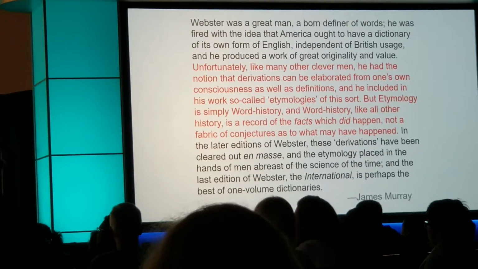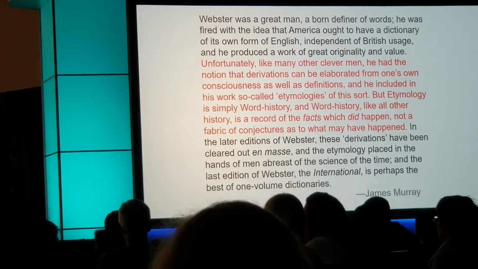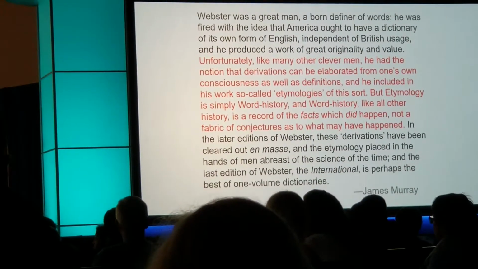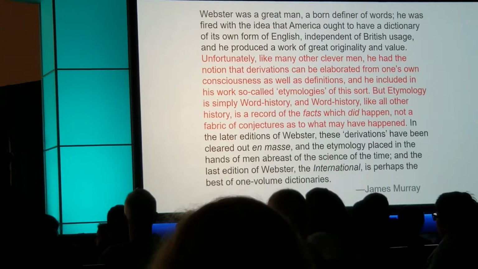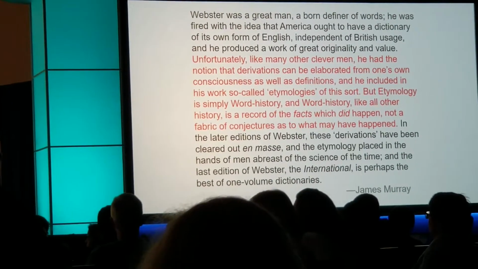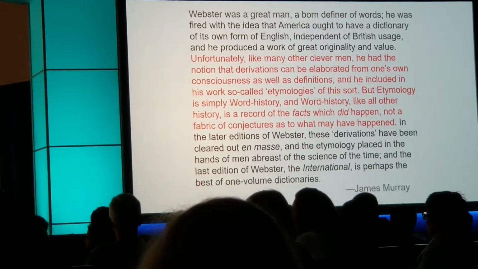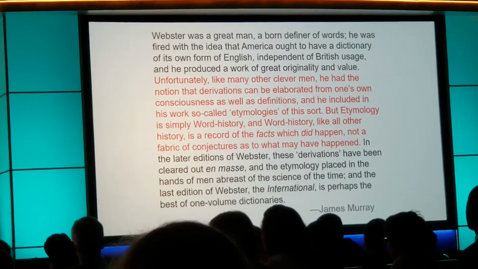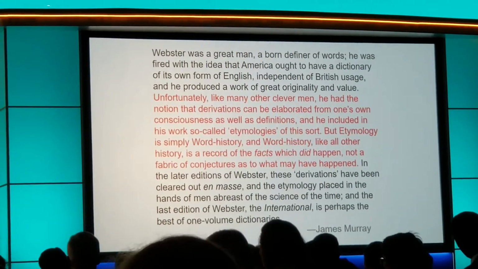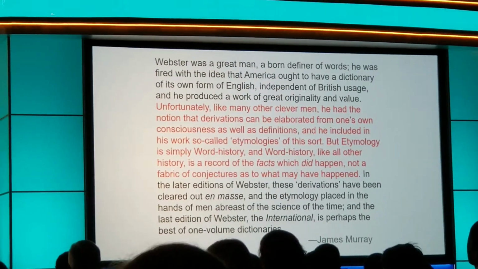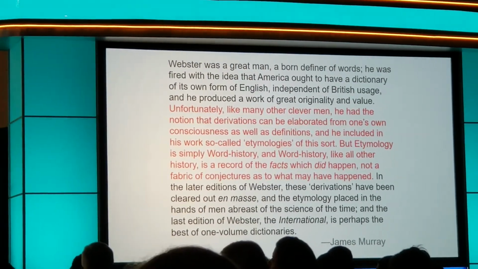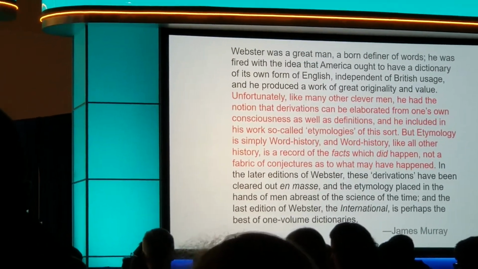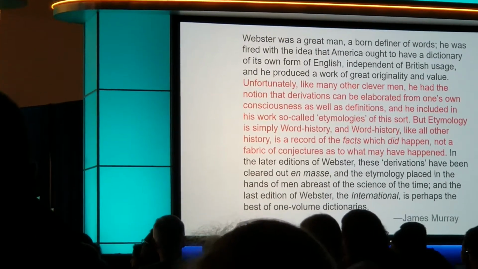But he said, unfortunately, like many other clever men, he had the notion that derivations can be elaborated from one's own consciousness as well as definitions. And he included in his work so-called etymologies of this sort. But etymology is simply word history, and word history, like all other history, is a record of the facts which did happen, not a fabric of conjectures as to what may have happened. So he's talking about his forebear, saying, I respect Webster, but he was wrong about this one thing.